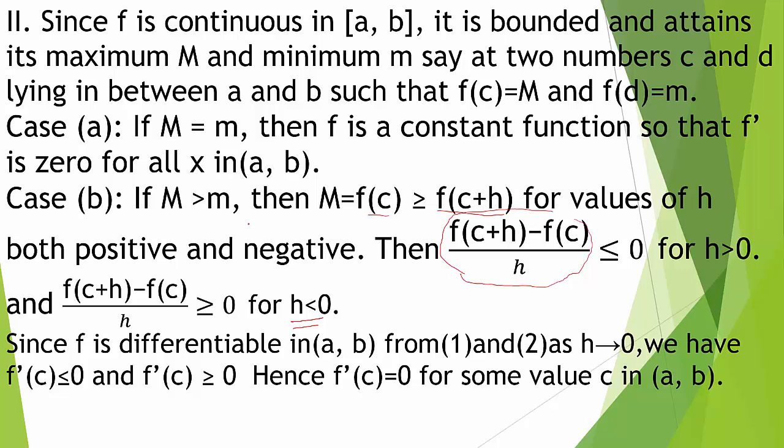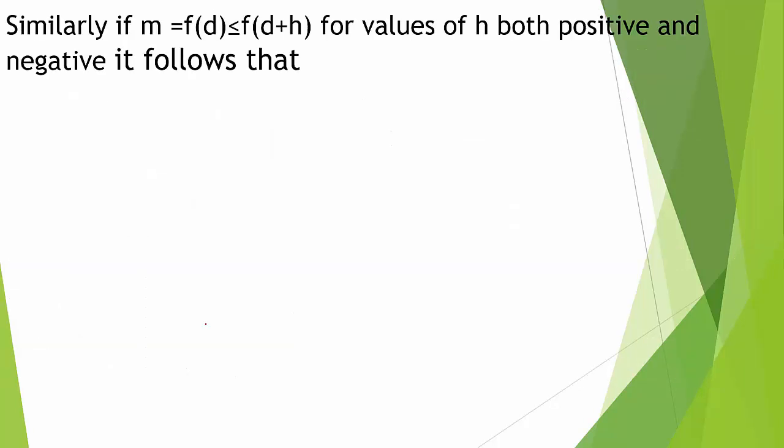The second condition is that f is differentiable. Since f is differentiable in the open interval (a, b), from 1 and 2, as h tends to 0, we have f'(c) is less than or equal to 0, and f'(c) is greater than or equal to 0. Hence as f'(c) is less than or equal to 0 and f'(c) is greater than or equal to 0, this implies that f'(c) = 0 for some value c in (a, b). For at least one value, f'(c) must be 0.